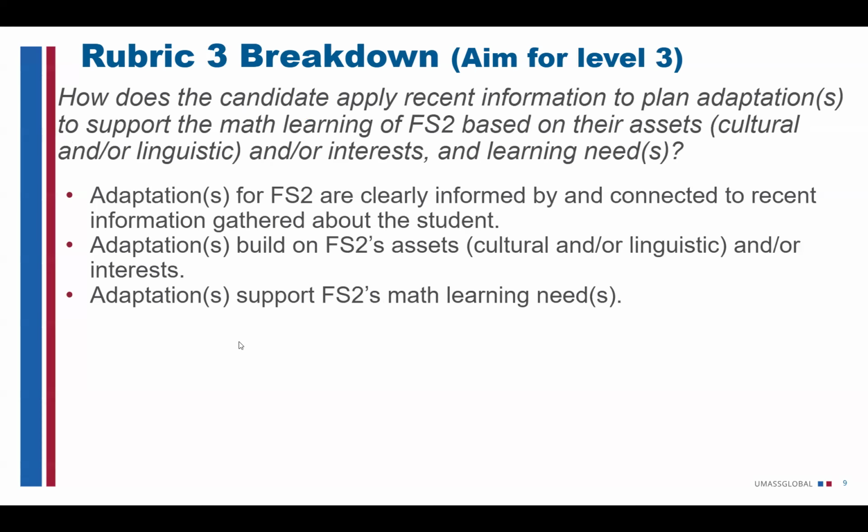Rubric 3. Aiming for a level of 3, you have three constructs here, and it's surrounding the question or the idea of how does the candidate apply recent information to plan adaptations for Focus Student 2. So it's almost the same as Focus Student 1. You're looking for adaptations for Focus Student 2, informed by and connected to the information you shared on Template A. Adaptations build on Focus Student 2's assets or interests, and they support their math learning needs.